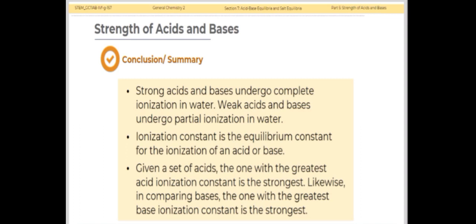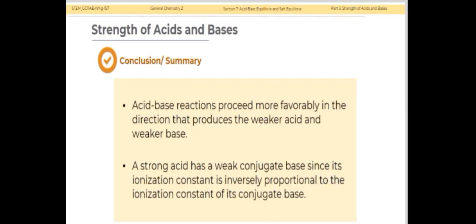To summarize, strong acids and bases undergo complete ionization in water. Weak acids and bases undergo partial ionization in water. Ionization constant is the equilibrium constant for the ionization of an acid or base. Given a set of acids, the one with the greatest acid ionization constant is the strongest. Likewise, in comparing bases, the one with the greatest base ionization constant is the strongest. Acid-base reactions proceed more favorably in the direction that produces the weaker acid and weaker base. A strong acid has a weak conjugate base since its ionization constant is inversely proportional to the ionization constant of its conjugate base.